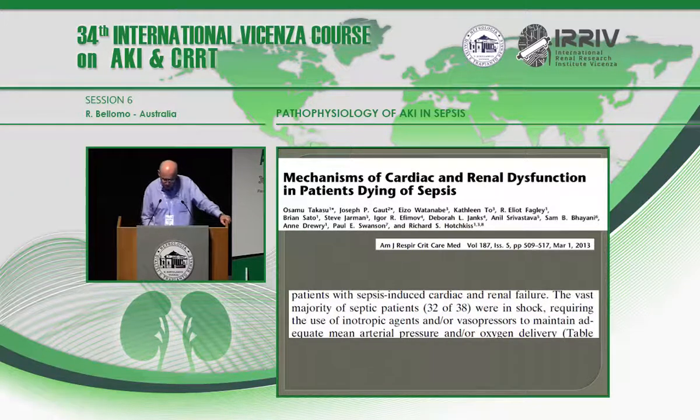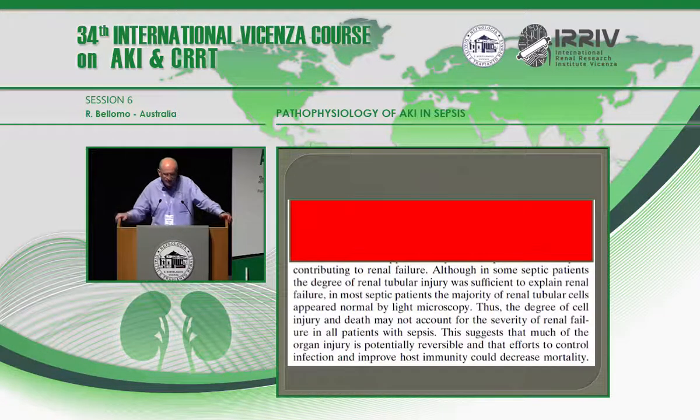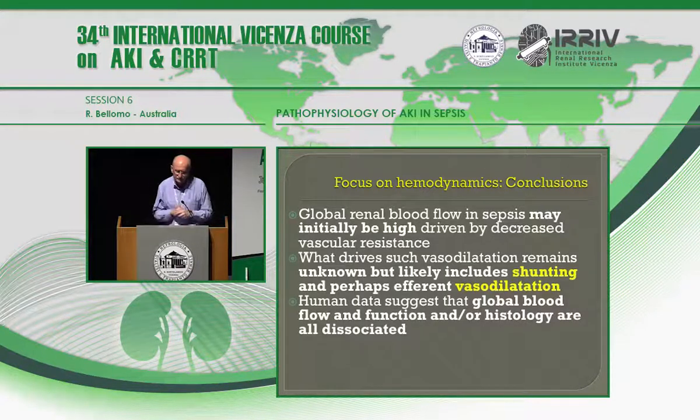When you have rapid post-mortem studies, and this is the most recent paper, and you look at the characteristics of the histopathology of septic patients that have died, rapid post-mortem, the majority show no significant changes by light microscopy, suggesting that not only is function dissociated from global blood flow, but the structure is dissociated from blood flow and function, and the global blood flow is dissociated from cortical and medullary blood flow.